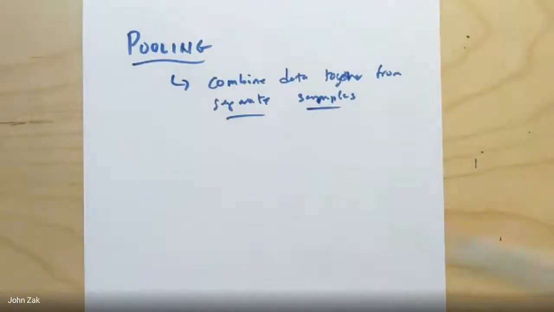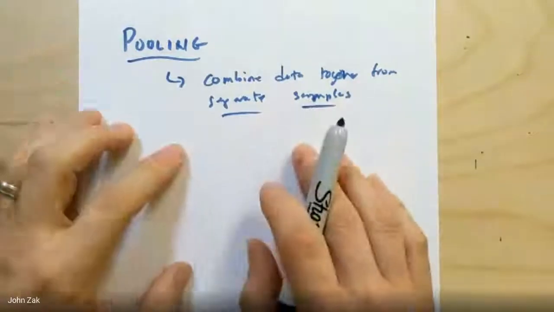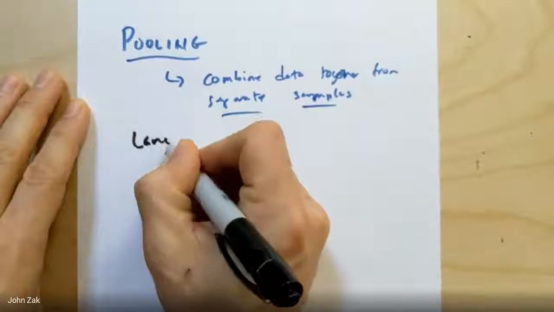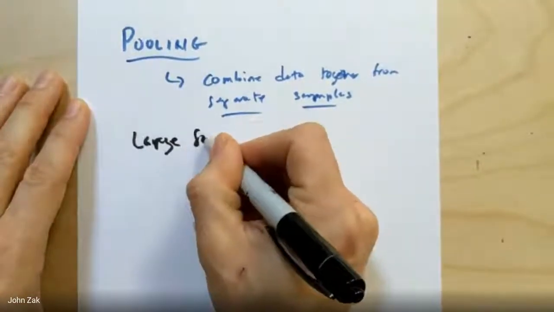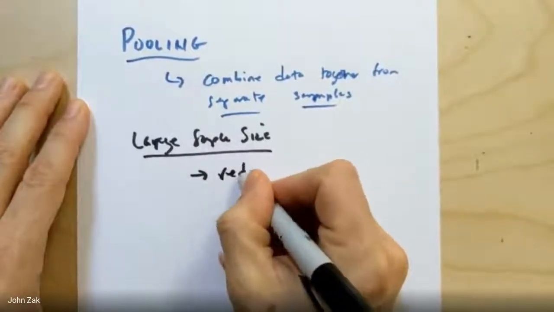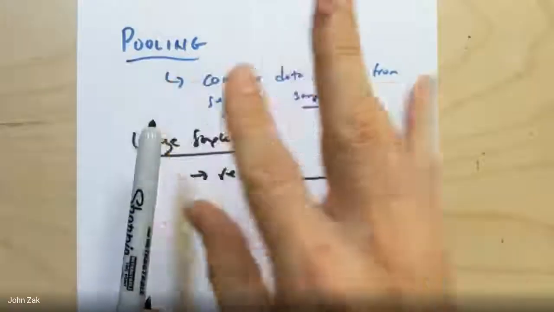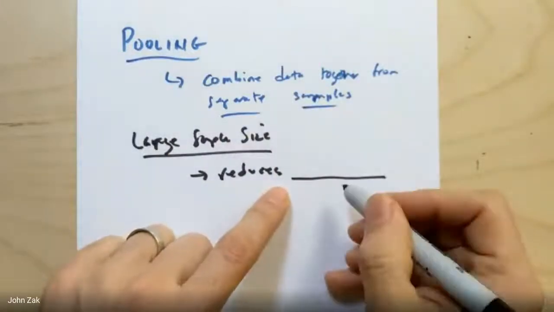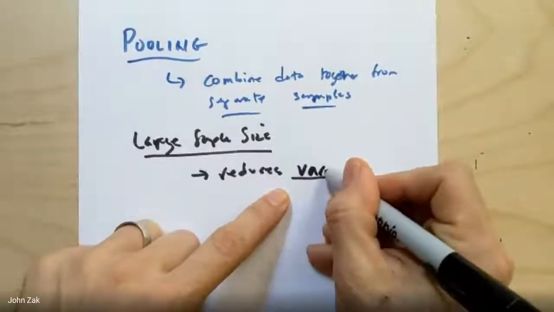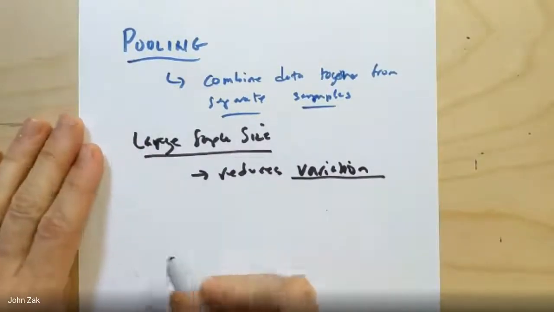Why are bigger sample sizes good? Well, intuitively, they were good because it just meant you had more data. But mathematically, a large sample size is good because it reduces something. What does a large sample size do? It reduces what's a V word? Yes, I see Doreen answering with VAR. It reduces variation, right? Or it reduces variability in, say, a sampling distribution.